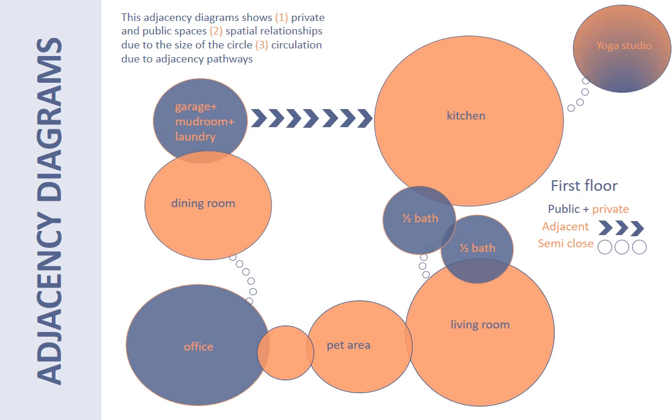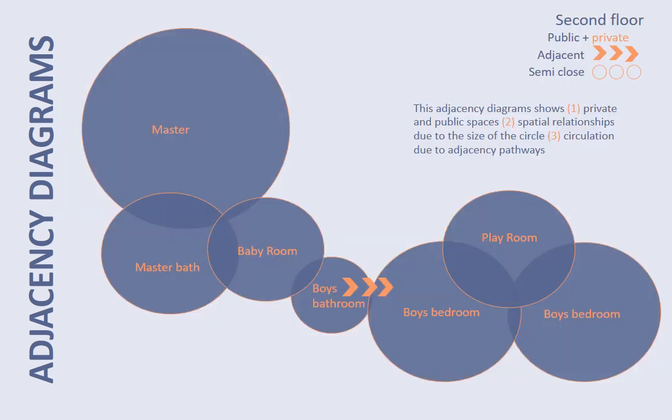Next, adjacency diagrams were done to show the relationships between private and public spaces, spatial relationships in the home, and circulation due to adjacency pathways. From this analysis, I realized that the second floor is mainly private and the first floor is mainly public. When designing for children, I wanted to create a seamless second floor so that all of the children and parents could mold together as one and there wouldn't be any barriers between them.